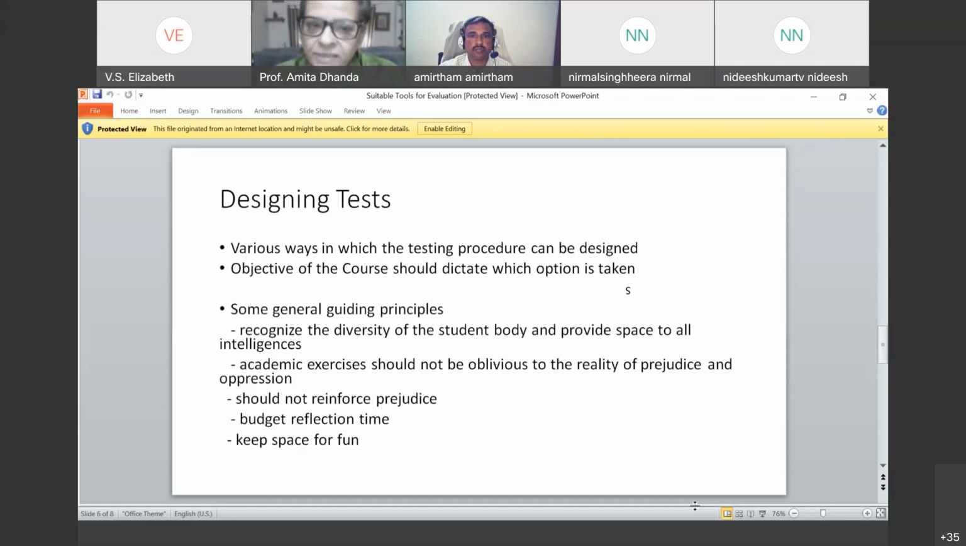Now, designing tests. There are various ways in which the testing procedure can be designed, and some of it I've already spoken to in the previous slide. But largely, what is the objective of the course? What is it that you want at the end? When I'm putting down objectives in my course, I usually say there are these 2 things. This is the one thing they must really know at the end of this course. That for me is the most critical part.